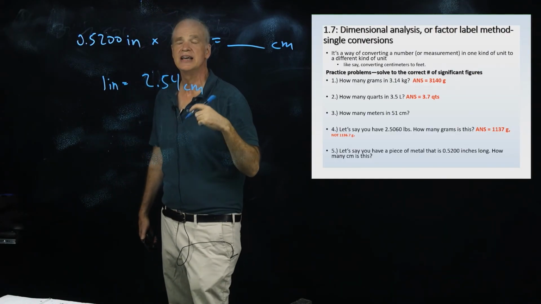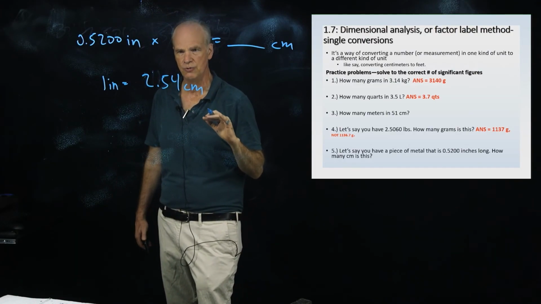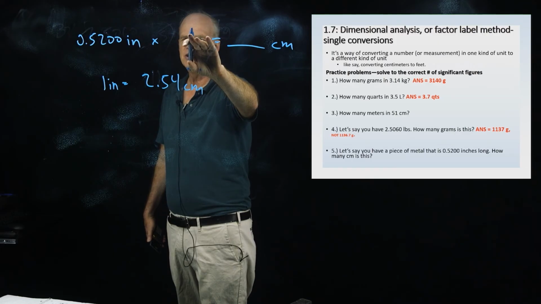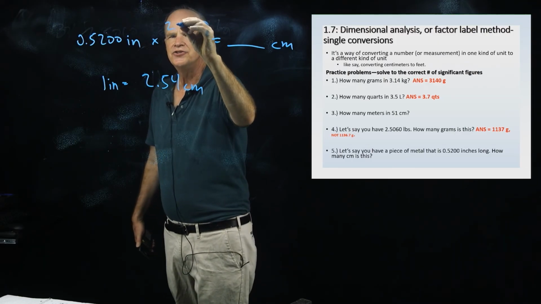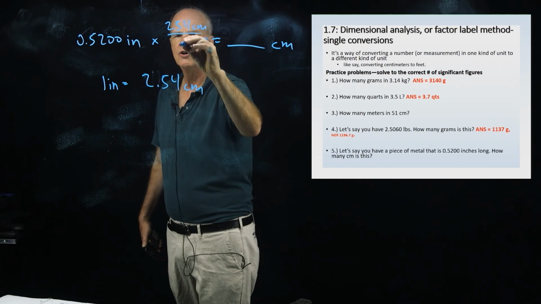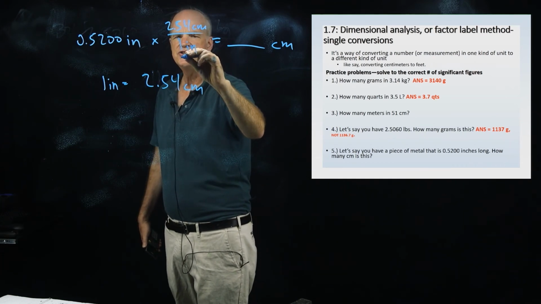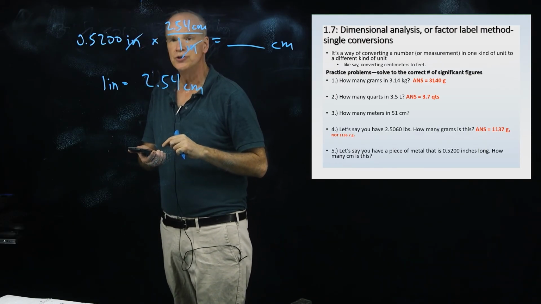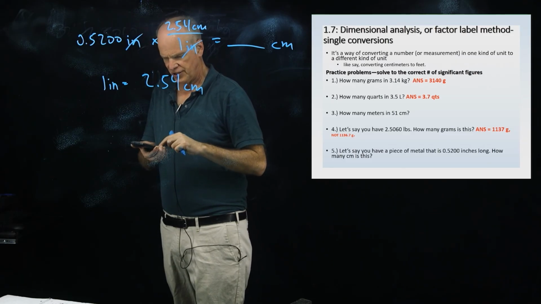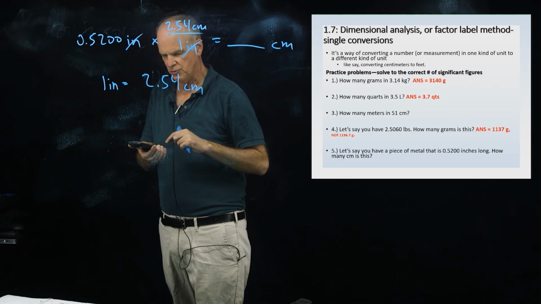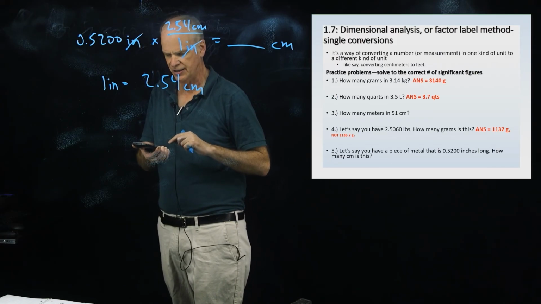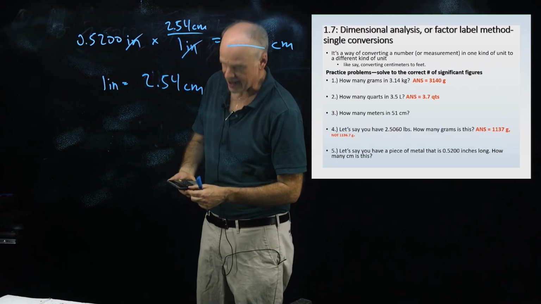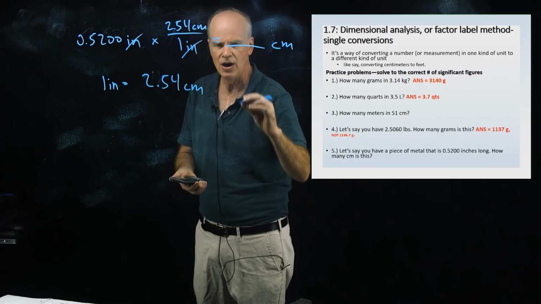In your mind, I'm hoping that you can create the two fractions and pick the one such that the inches in the numerator cancel with inches in the denominator, leaving centimeters in the numerator. So what I'm hoping you'll write is 2.54 centimeters over 1 inch. The inches cancel, and you get an answer in centimeters. So it's 0.5200, which is 4 significant figures, times 2.54. We'll talk about the number of significant figures in 2.54 in a second.